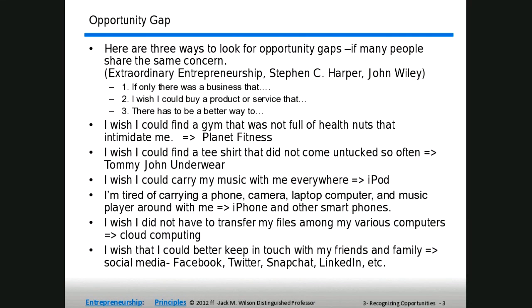It's when you can find people that say, if only there was a business that would do this for me. I wish I could buy a product or service that would do this. I wish there has to be a better way to do something. Okay. Examples. One of my favorites, I have to say, and I did love their commercials, is Planet Fitness.